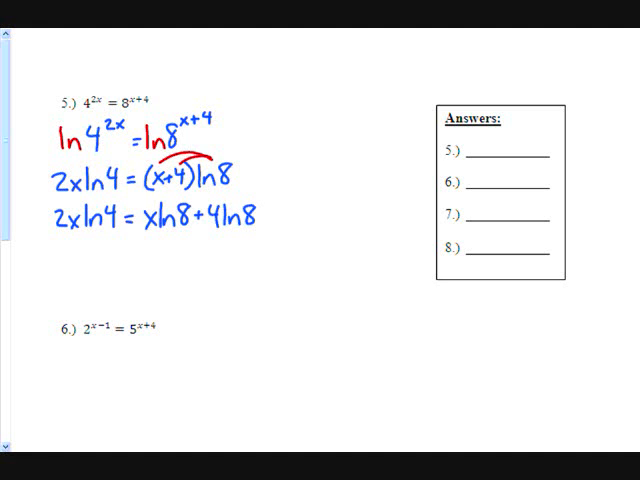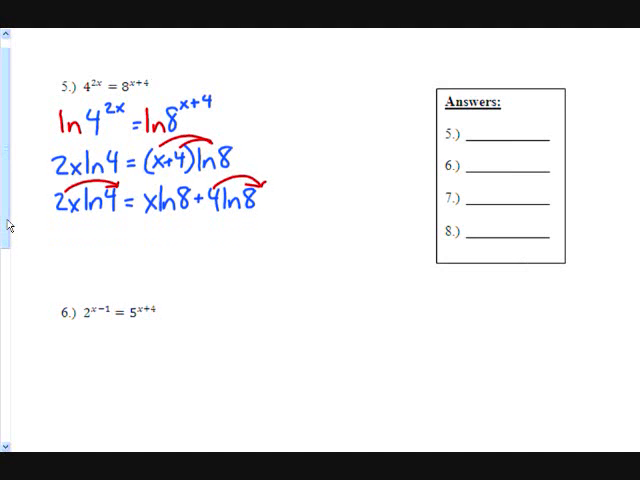And from here, I'm going to use my properties of logarithms to simplify some of this. For example, this guy, I can take this 2 and bring it back inside the logarithm as an exponent. I can do the same thing with this 4. That's my power rule for logarithms. So I can rewrite this as x natural log of 4 to the second, which is 16. And here I can rewrite this as natural log of 8 to the 4th power, which is 4,096.